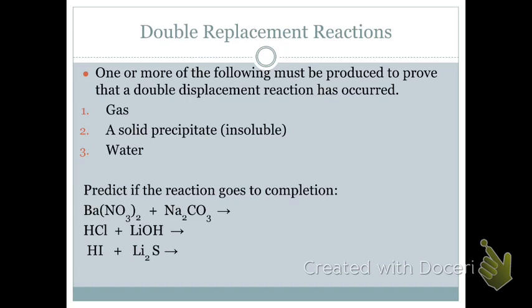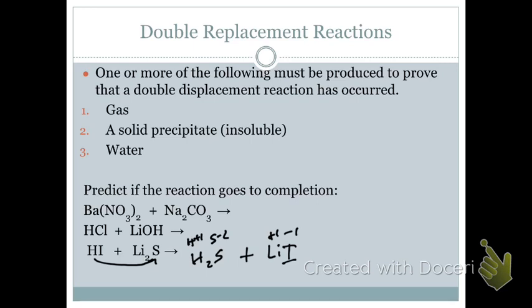HI plus Li2S. So H will bond with S, right? So you have H plus 1 and then S minus 2. So this will give you H2S plus lithium iodide. Li is plus 1, I is minus 1. All right, let's find H2S. Now, H2S, I already know, is a gas.